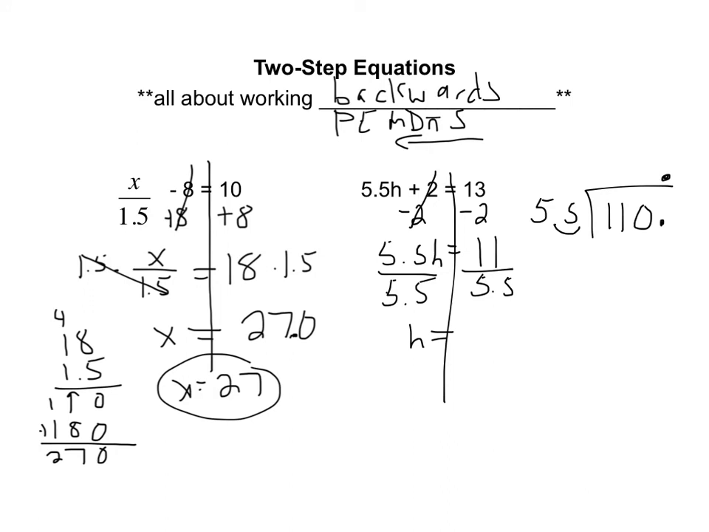5 goes into 11 twice, so I'm going to go 2 times 5 is 10, 2 times 5 is 10, plus 1 is 11. No remainders, so it would be 2.0 or just 2. So our answer in this problem would be 2. And like I said, these two-step equations are not part of the standard, but they're just a good idea to see where you're going from here.